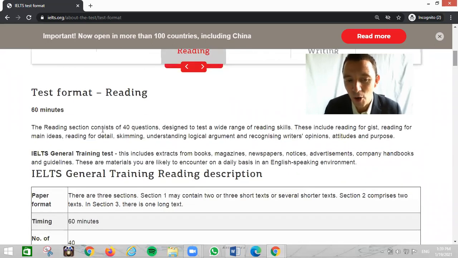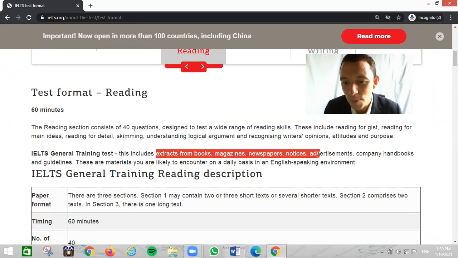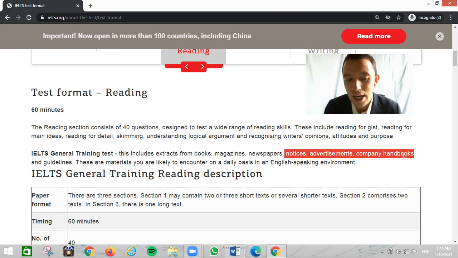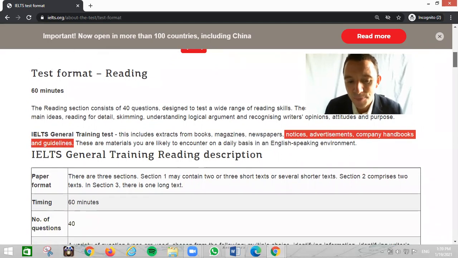So very similar, 40 questions, and here extracts from books, magazines, newspapers, notices, advertisements, company handouts, and guides. So that's probably the big difference. It's the location of the text, probably more professional, more business, more general, as the name of the exam suggests. And in the academic reading, it's more university, it's more journal, and it's more about academics, obviously. Okay, so it's very clear, the difference. I think the styles will be very, very similar.